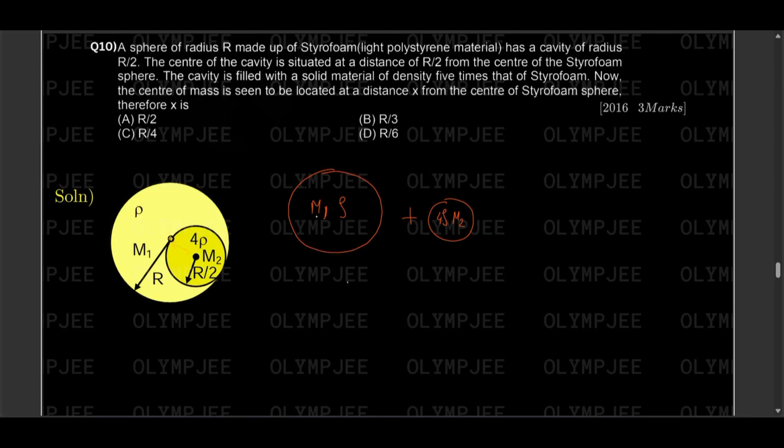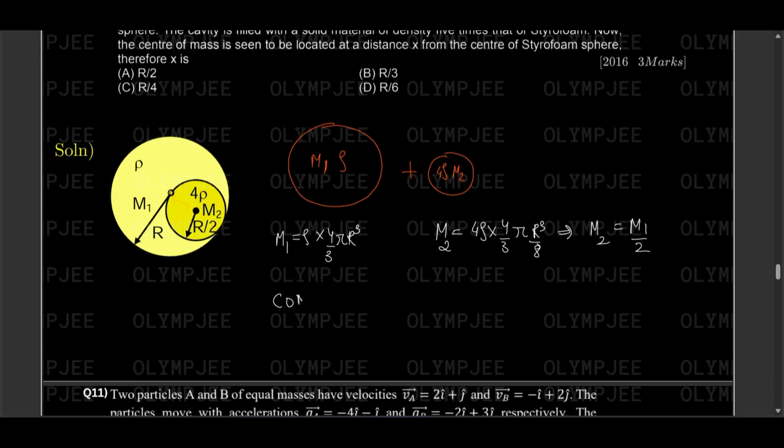So if this mass is m1, m1 can be written as rho times the volume 4 by 3 pi r cube, and m2 can be written as 4 rho multiplied by 4 by 3 pi r cube by 8, right? Because the radius is half of the bigger radius. So m2 will be m1 by 2. So now we can write the center of mass. Since this is the origin, we are assuming this to be the origin. So the center of mass of the bigger sphere is at 0, 0.